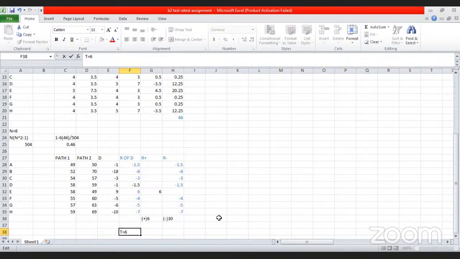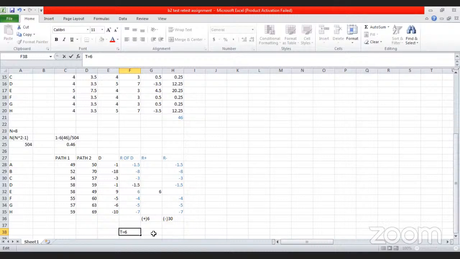Anyone? Zero? For n equal to 8, under 0.05, it is 4. Yes, it is 4. And we got the result, that is 6.